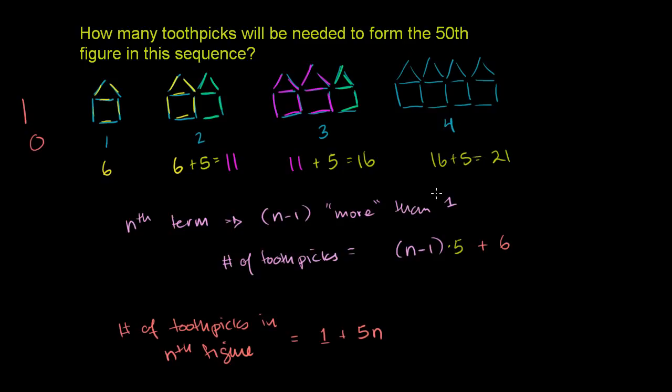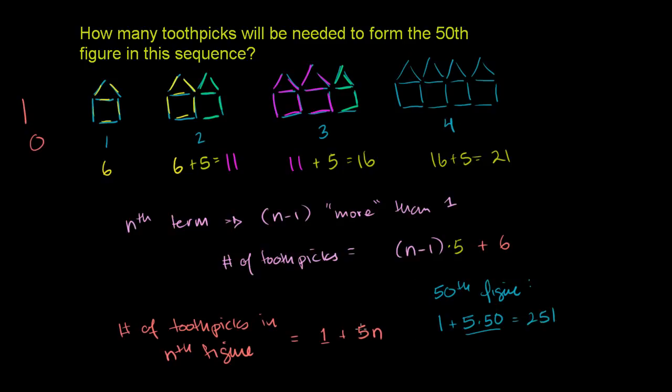Now let's answer their question. We need to figure out the toothpicks in the 50th figure in the sequence. Well, we just put 50 for n here. So for the 50th figure, we could use either formula. We have 1 plus 5 times 50. 5 times 50 is 250. Plus 1 is equal to 251.